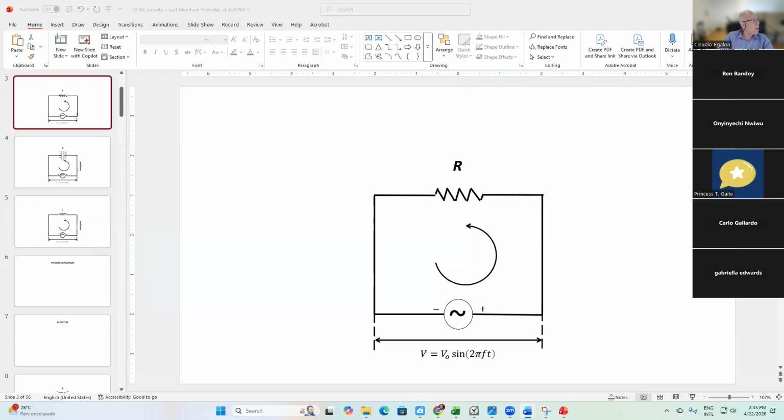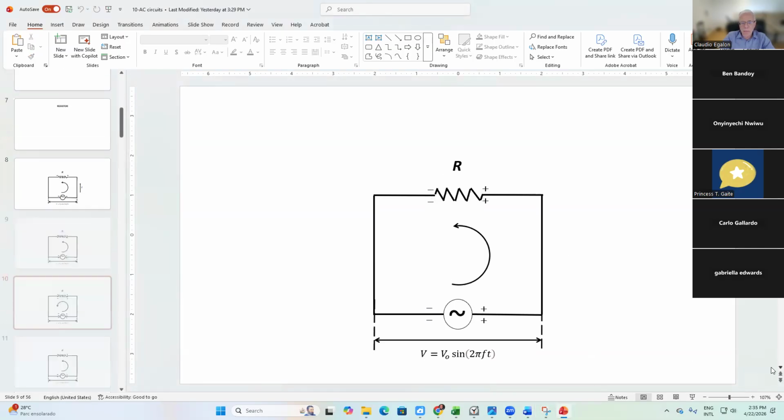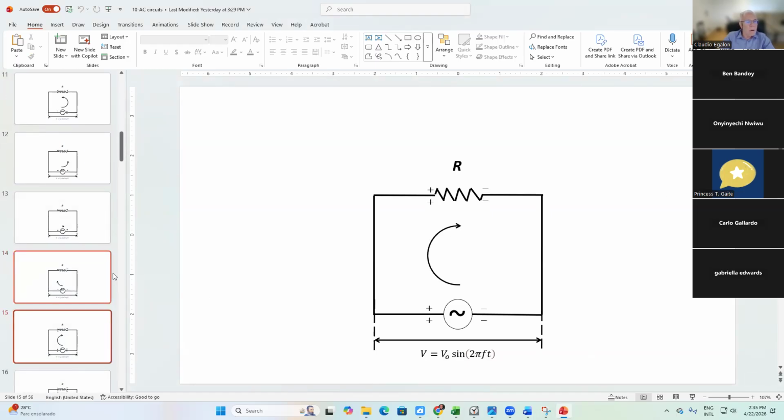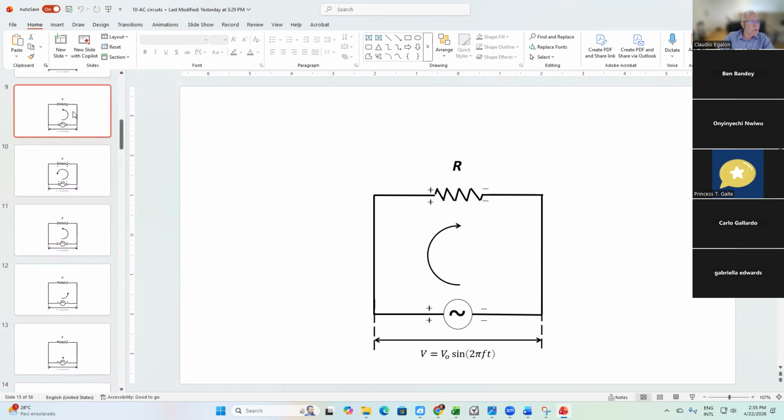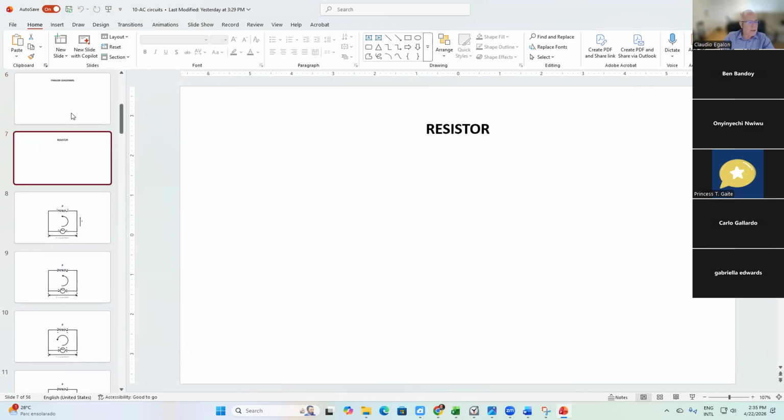Using Kirchhoff's law. Now you can apply Kirchhoff's loop law for this circuit as well. Okay, and how do you do it? Another way of deriving that equation that you saw in there. We are going to need to use Kirchhoff's loop law. Okay, this is a simulation that I have. Let me show you this simulation here, so you understand.